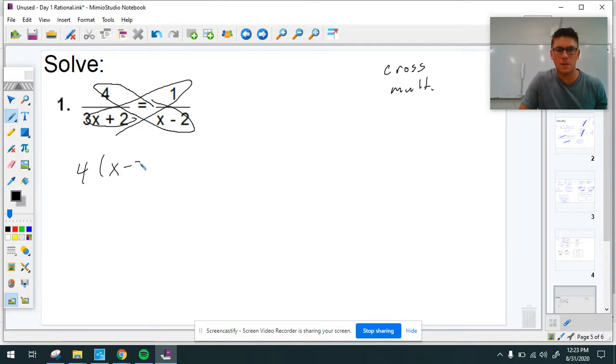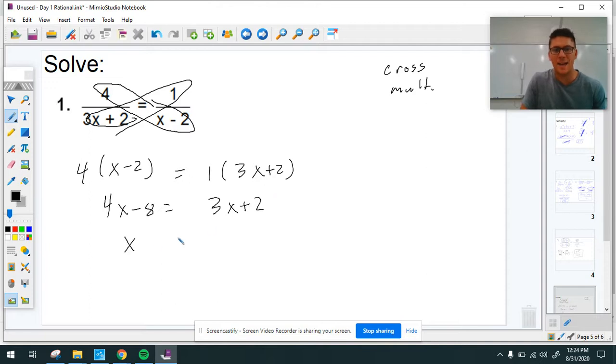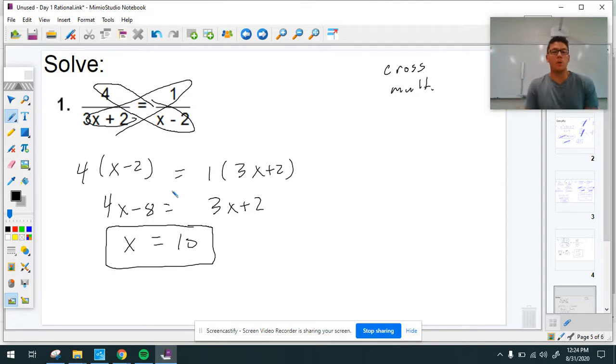4 times x minus 2 equals 1 times 3x plus 2. And I know there's some things I could have done the distribution in my head, but just kind of writing out that step, 4x minus 8 is then equal to 3x plus 2. Now let's solve this equation. Subtract 3x, add 8, and x is 10. We could plug it in and check it, and we would see that the two sides would be equivalent.